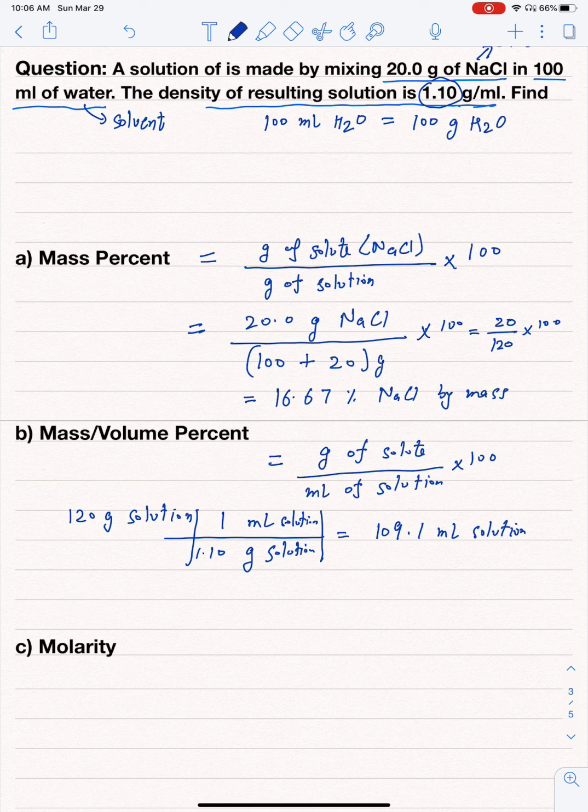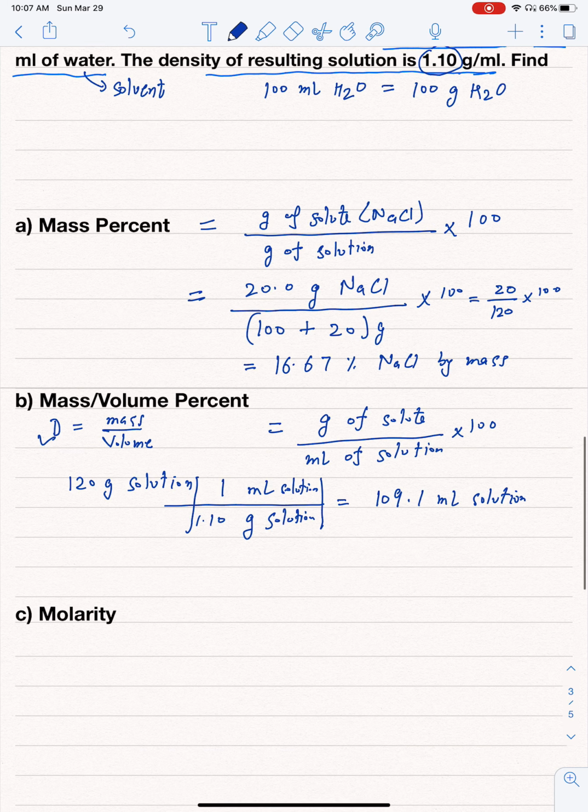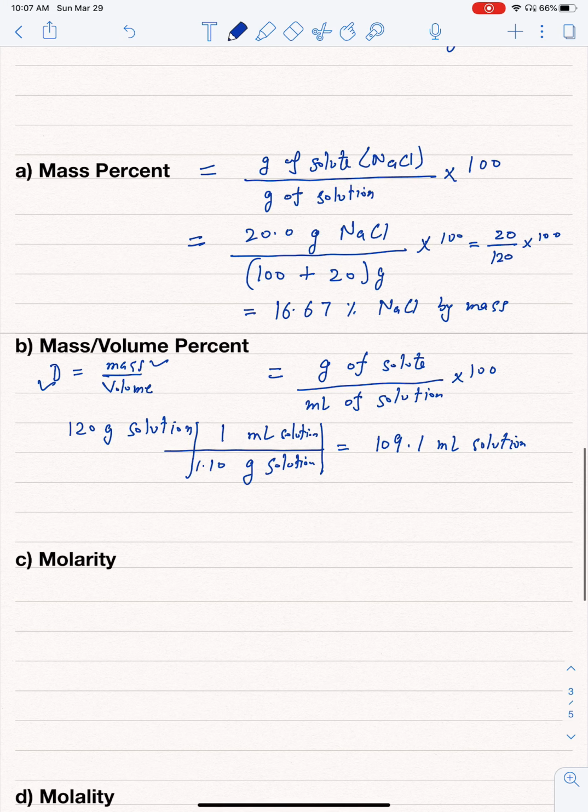Okay, if you don't want to do the dimensional analysis to find the milliliters of solution, you can also use the definition of density. Remember, the density is the mass divided by the volume. The density was given in the question, that was 1.1, and then we knew the mass of the solution, and from there you could calculate the volume. That's exactly what we did above, but we did it in terms of dimensional analysis. So that's going to be 109.1 milliliters of solution.